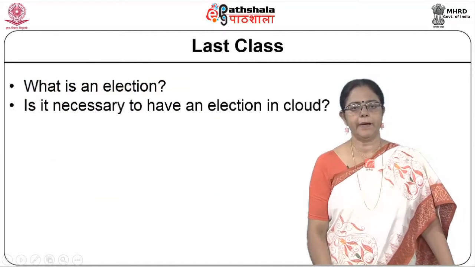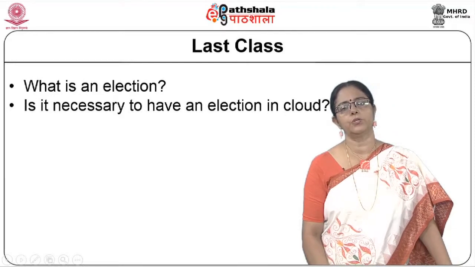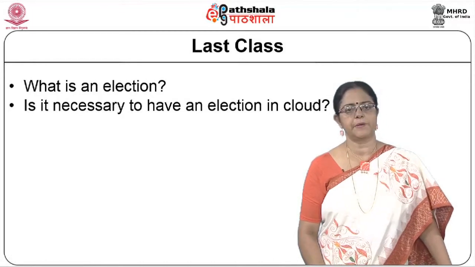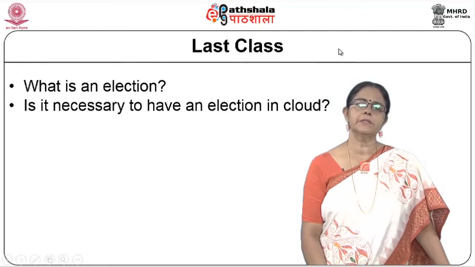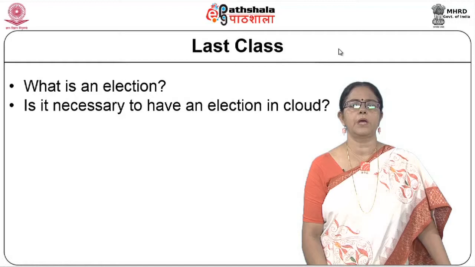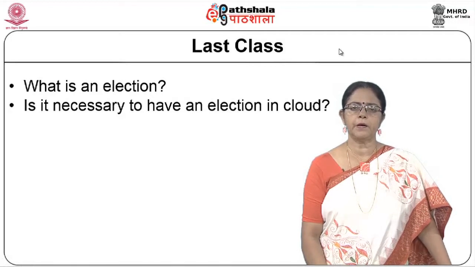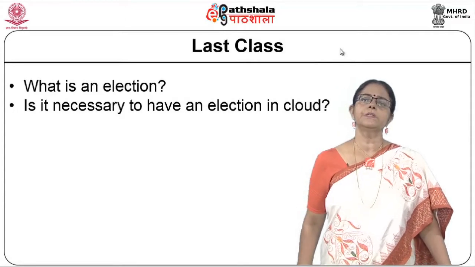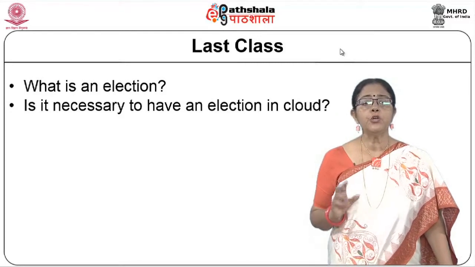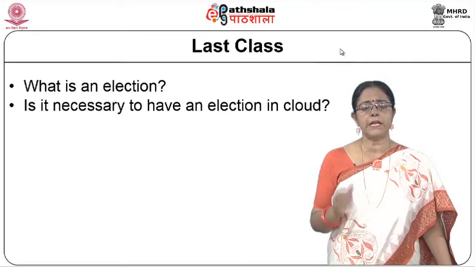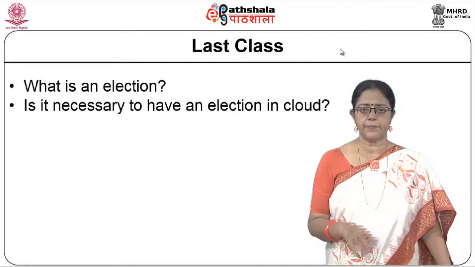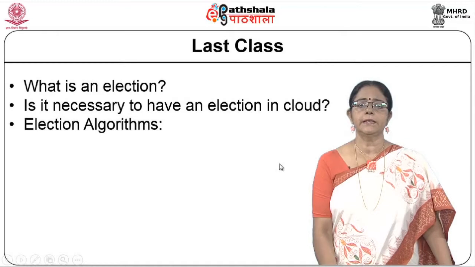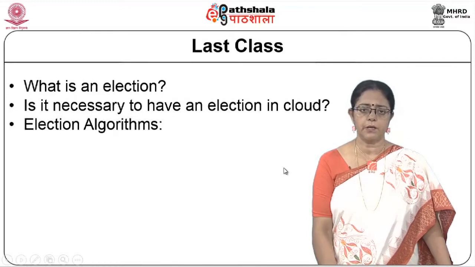In the last class we saw what an election is. Basically, election is nothing but the selection or choosing of one among the peer nodes or servers that will have a special kind of functionality. The next question that we answered is whether it is necessary to have election in cloud. The answer is that it is required, because cloud consists of many similar nodes, and these nodes need to organize themselves and work for something specific, and for that we need to have election. We also looked at a specific election algorithm, which is called the Bully algorithm.